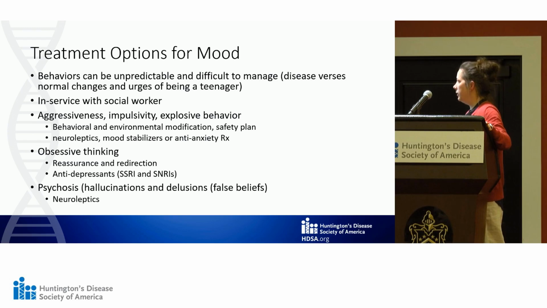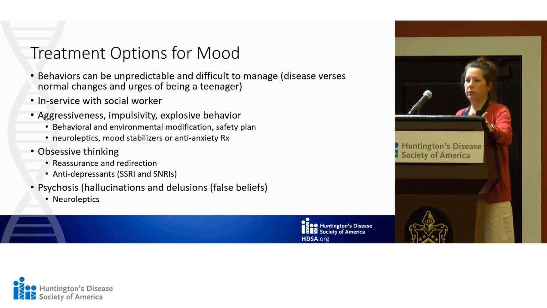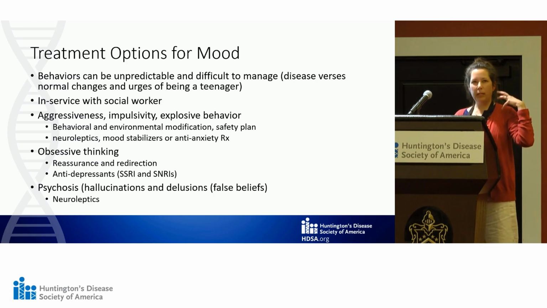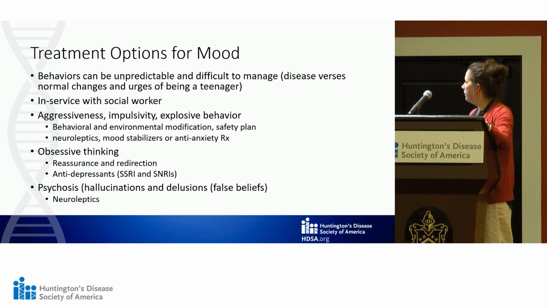Obsessive thinking, again, reassurance, redirection, but there are medications. Those antidepressants are great for those. And psychosis, hallucinations and delusions. So hallucinations are things that you see or hear that other people do not. Delusions are kind of like paranoid ideas, false beliefs. So those can be treated with the antipsychotic category as well.